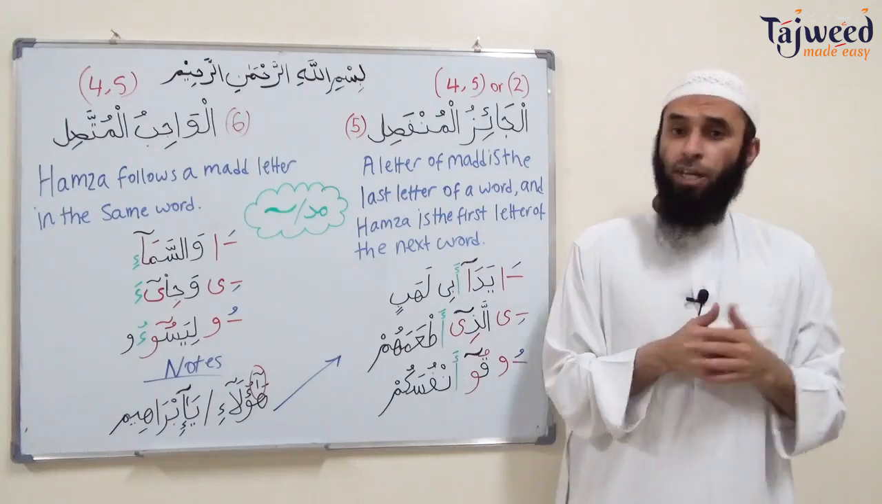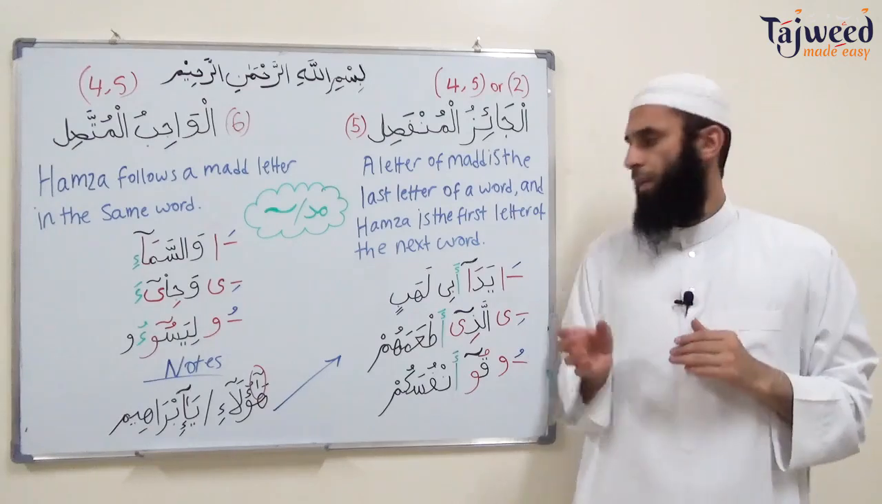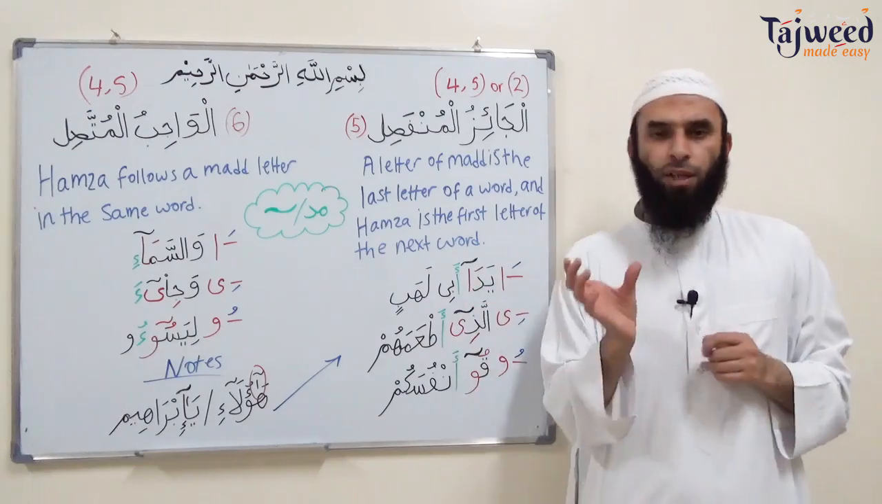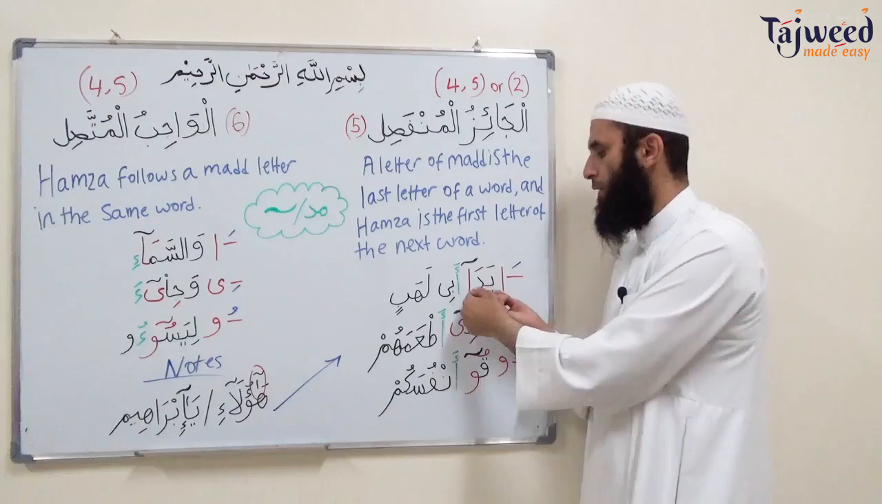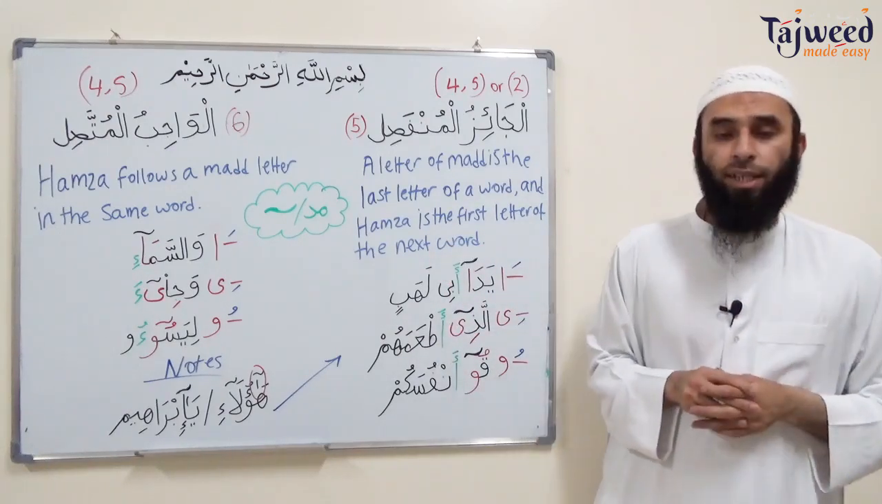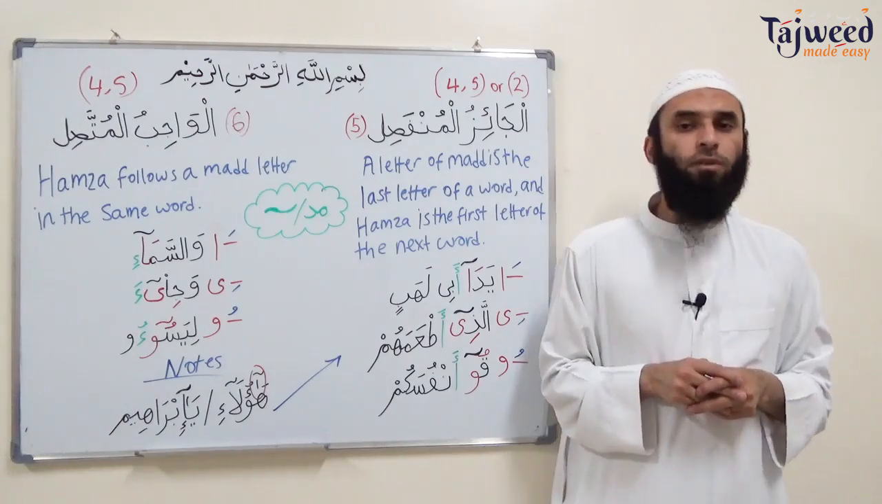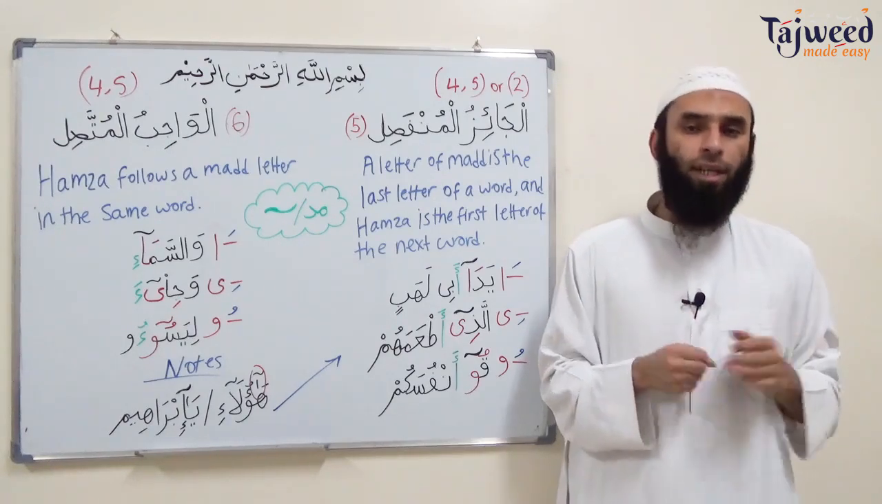So today we took Jaiz Munfassil and Waajib Mutassil. The counts are similar, 4 or 5 counts, but the difference is in the mad letter and the hamza: Jaiz Munfassil is in two separate words, Waajib Mutassil is in the same word. So inshallah, in the next lesson we're going to do the 7th and 8th types of mad, which are mad arid al-sukun and mad al-lin, inshallah.